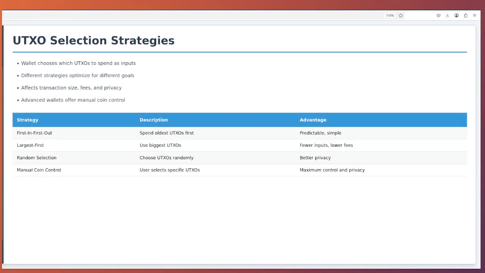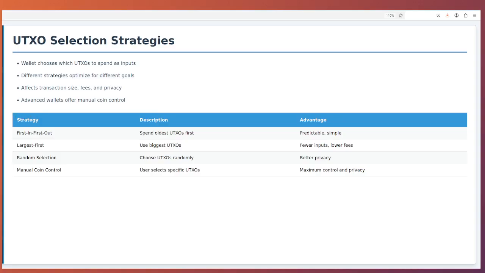UTXO selection and coin control. When you send a Bitcoin transaction, your wallet needs to decide which UTXOs to use as inputs. This process is called UTXO selection or coin control, and it is more complex than you might think.